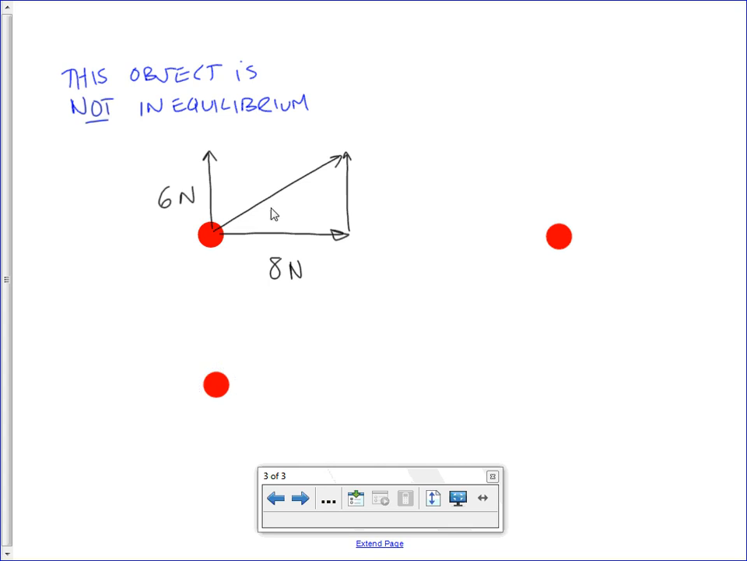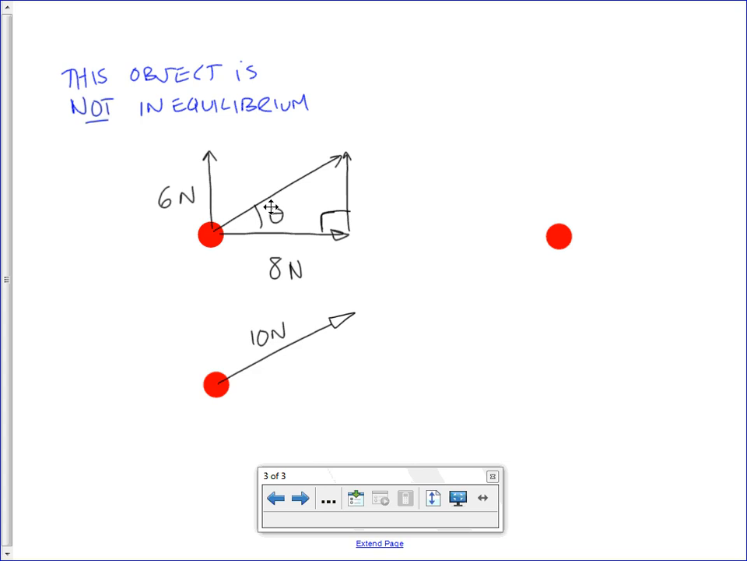This thing will move the same way as this object. That has 10. How did we know that? That's the square root of 6 squared plus 8 squared. That's the Pythagorean theorem if we're assuming these are at a right angle, which we are. So this thing has a net force of 10 newtons that way. And what's that way? We could do some trigonometry and find that angle. I believe it's 37 degrees, to tell you the truth.